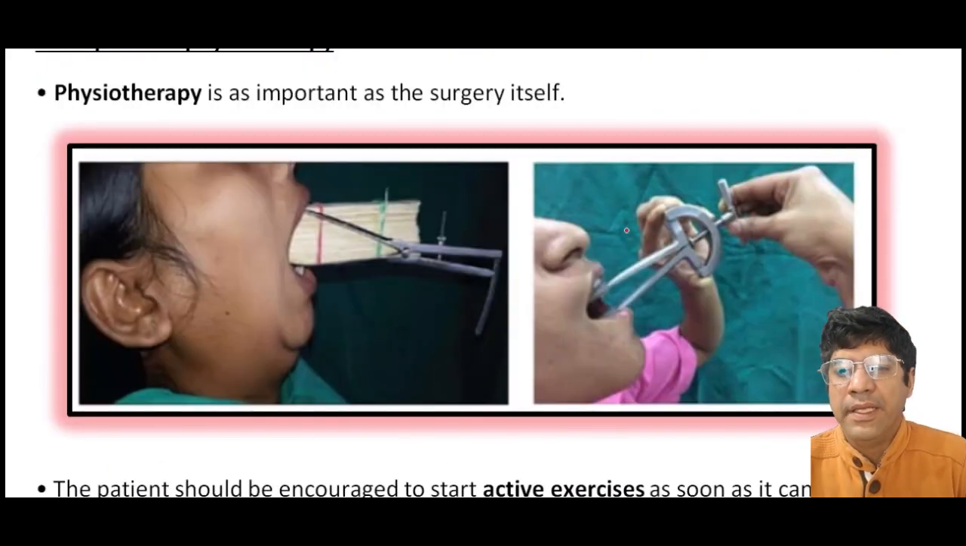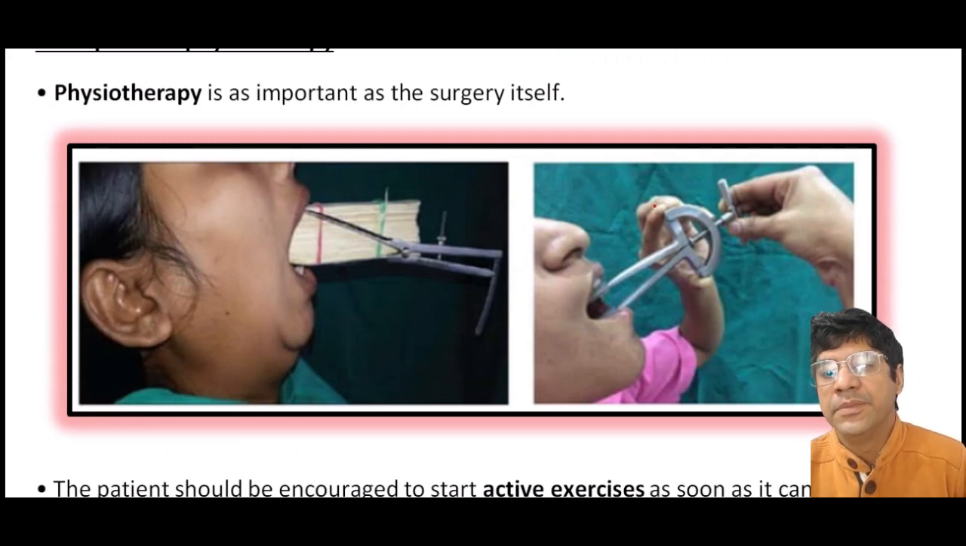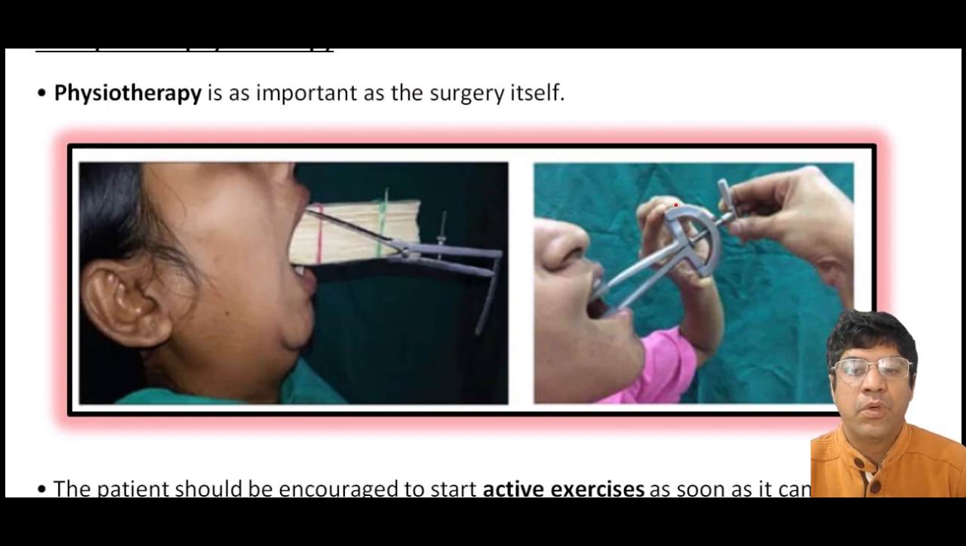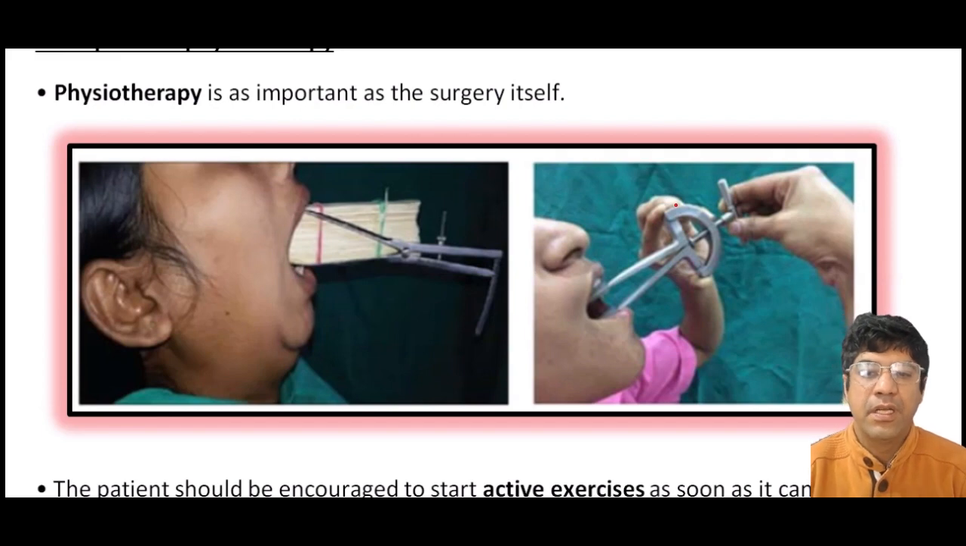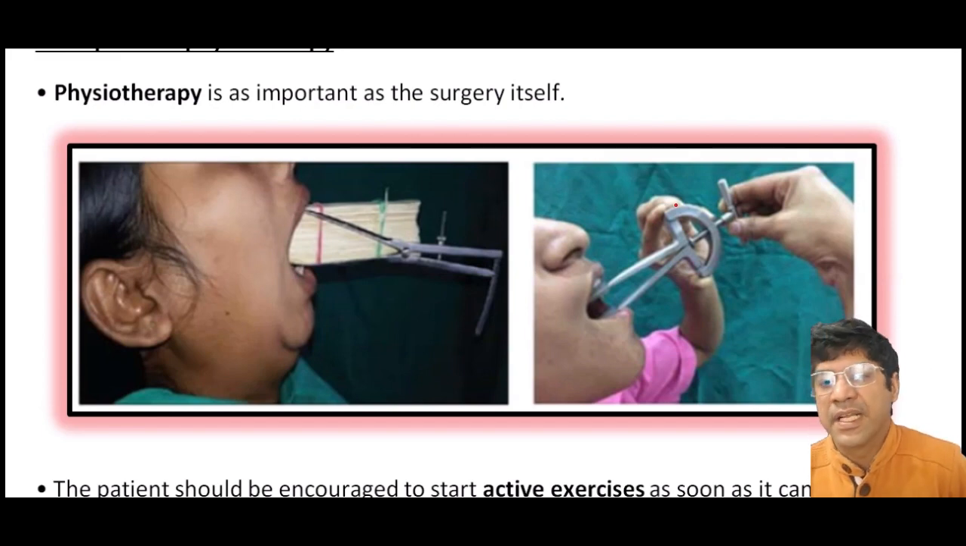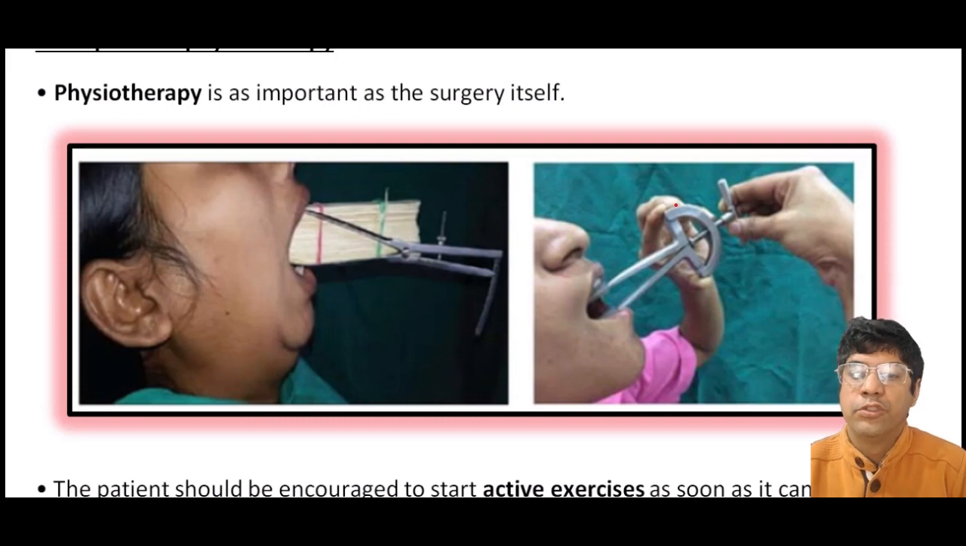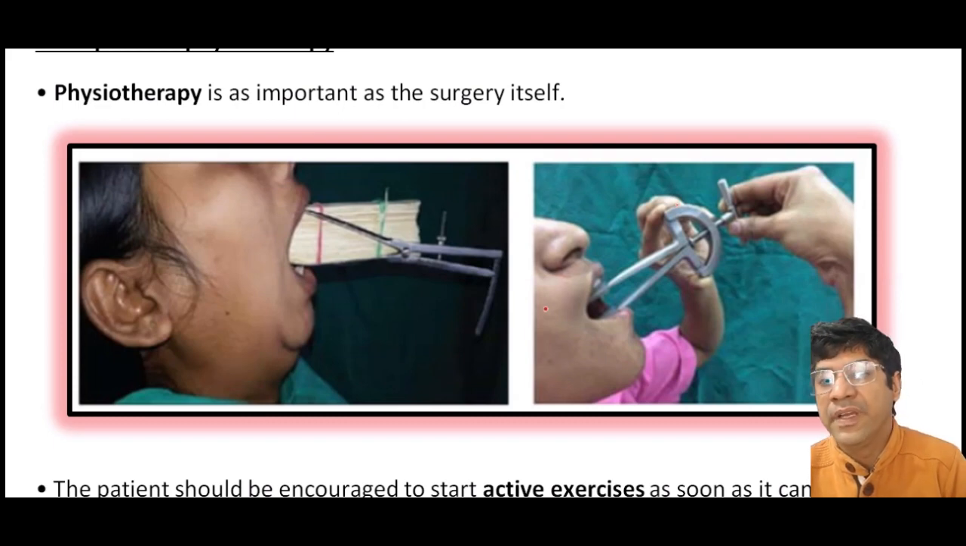Now, why is physiotherapy so important after the TMJ surgery? Physiotherapy helps to restore the natural movement and function of the jaw after the surgery. It prevents stiffness, enhances flexibility, and strengthens the muscles around the joint. So let us break down the key components of the post-operative physiotherapy and how we guide our patient through it. Firstly, the patient should start active exercise as soon as they can tolerate it. Initially, we begin with gentle pressure using fingers or simple finger exercise.